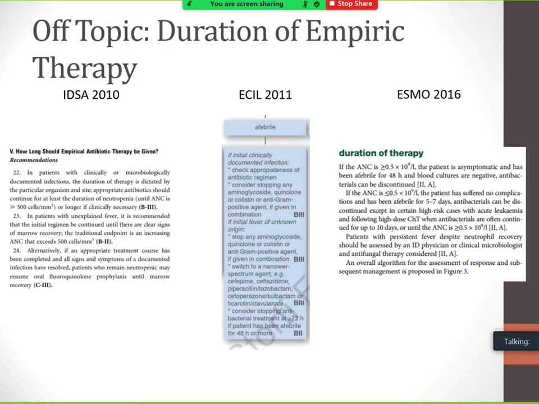But they did give, for duration of therapy, that if the neutropenia is resolved, obviously you can consider stopping. If they're still neutropenic, they have no complications, and they've been afebrile for 5 to 7 days, you can stop it, except in certain high-risk situations where you feel like antimicrobials are warranted for up to 10 days or until the ANC is over 0.5. It didn't really say anything other than taking the two different strategies and just saying you can do both.